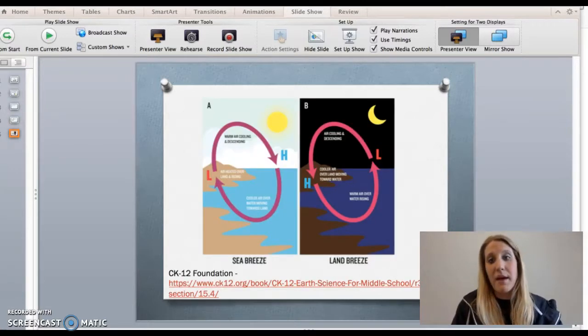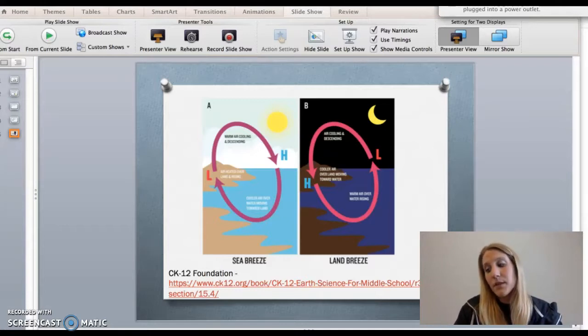Take a look at this diagram I've included on my PowerPoint presentation. A and B illustrate a sea breeze as well as a land breeze that are being generated. Letter A illustrates a sea breeze. During the daytime, land warms up faster than water. The air over the land gets warmer and rises, creating a warm pressure or low pressure area. When this air gets over the water and higher in the atmosphere, it's going to start to become cooler. Cooler air sinks, creating a high pressure area.